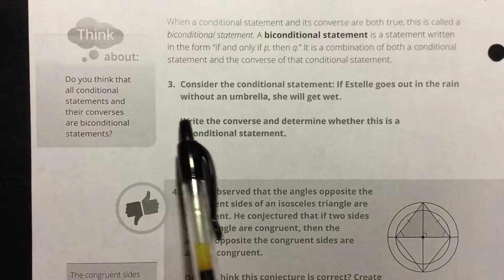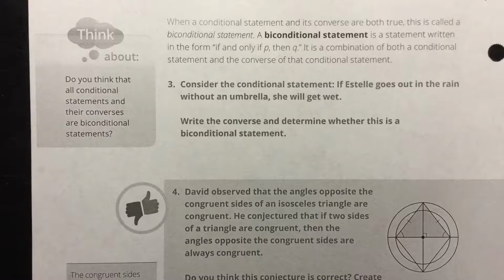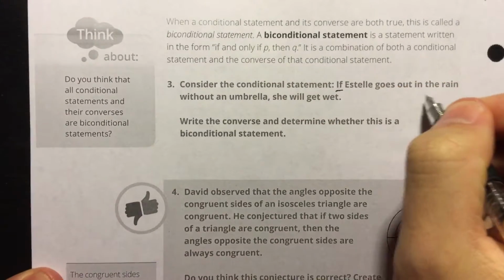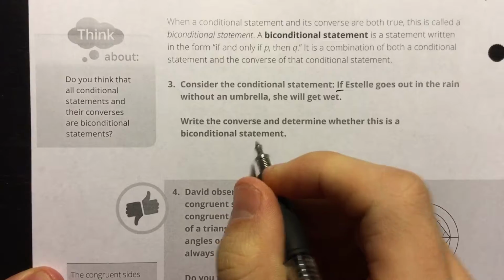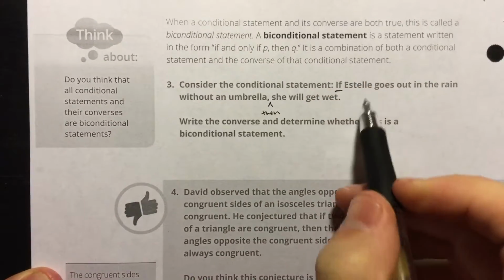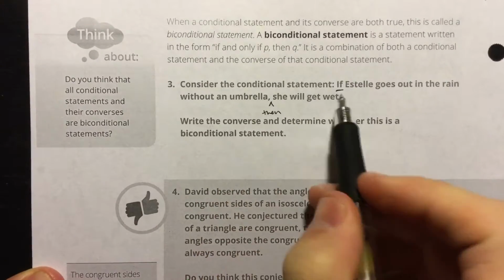Number 3 says, consider the conditional statement: if Estelle goes out in the rain without an umbrella, she will get wet. Write the converse of that. So here's the if part, here's our hypothesis. They don't write then, but you can imagine: if she goes out in the rain without an umbrella, then she will get wet, right?